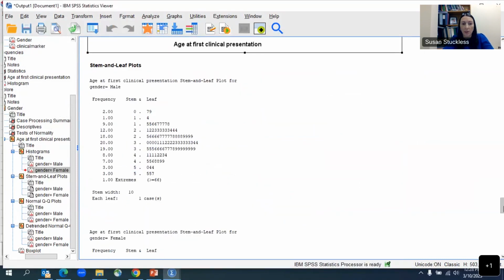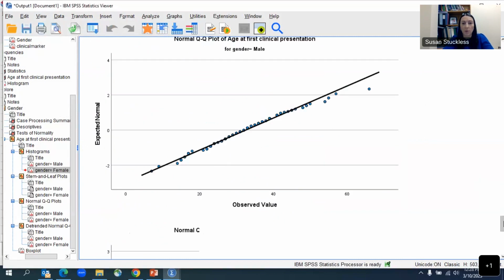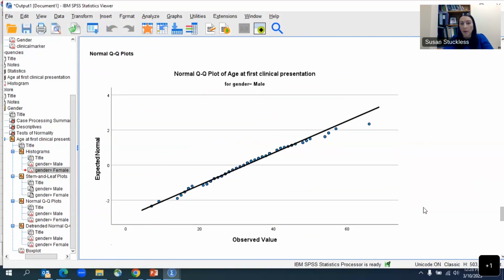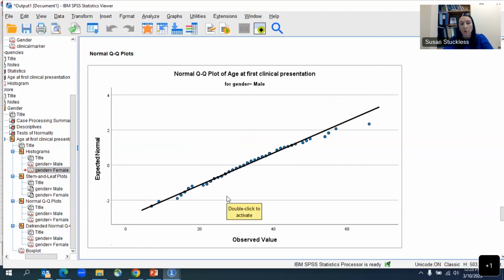Then a couple other things that you would get in here. There's what's called the normal QQ plot, and usually for normally distributed data, you want the points, the dots, to be almost all on the dark line that you see there, which again for the males looks pretty good.